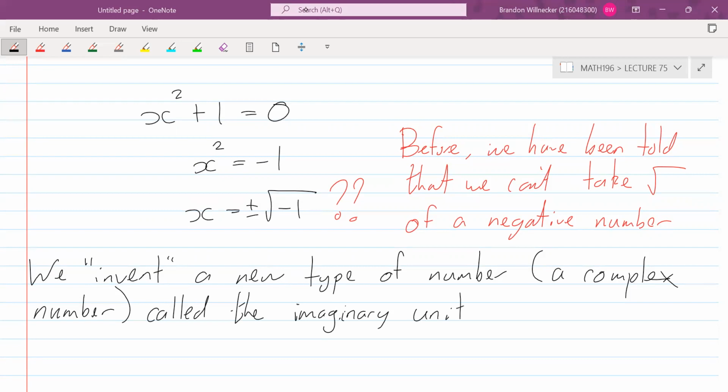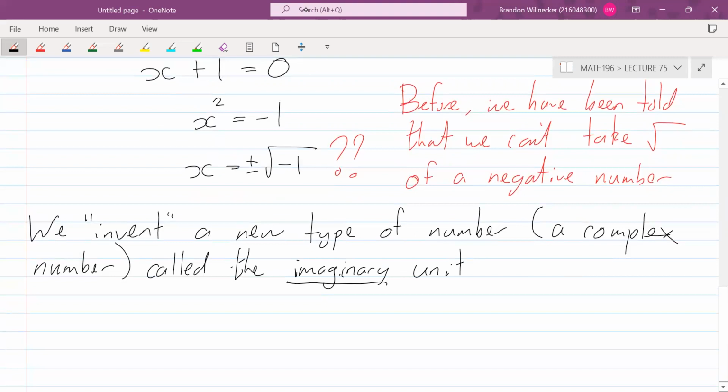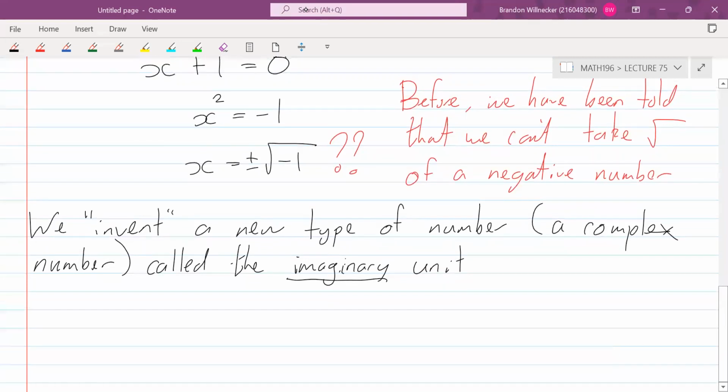Okay, so this idea of imaginary is kind of like a contrast to real numbers. So we have real numbers, 1, 2, 3, and we have this imaginary unit, and together they form this set of complex numbers. Okay, so what is this imaginary unit? Well, we define it to be the square root of -1. So before we couldn't do that, but now we say, no, this is just a new type of number. We need to handle it.